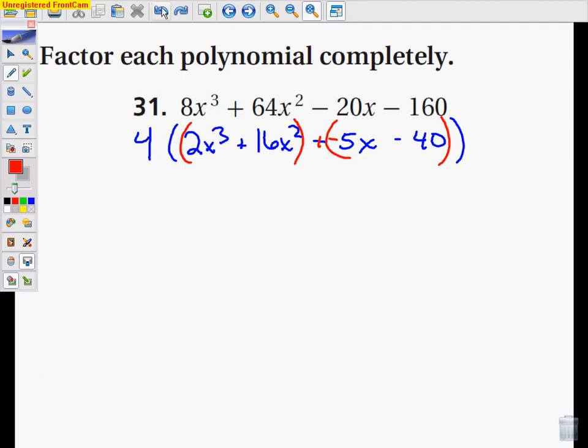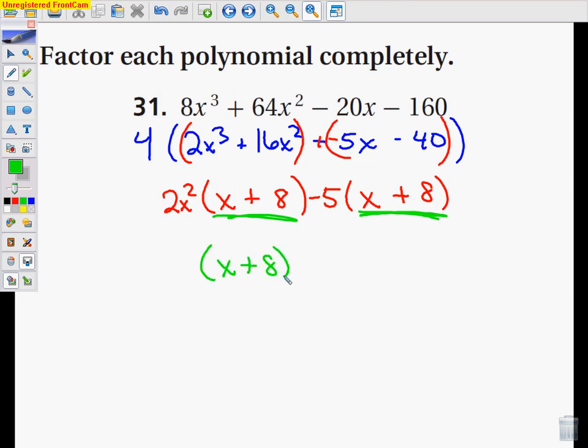So, what's the GCF of the first set? Well, you can take out a 2 and an x squared, leaving you with an x plus 8. What's the GCF of the next set? Negative 5, leaving you once again with an x plus 8. We just divided that out. Once again, these two parentheses need to be the same.